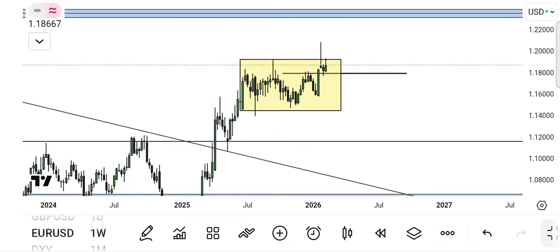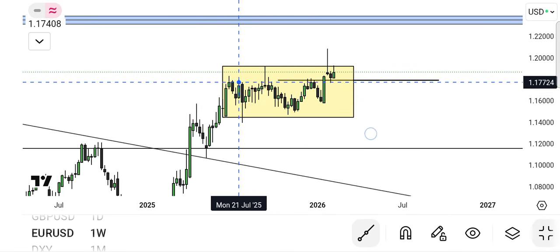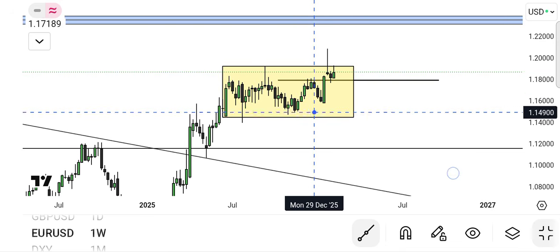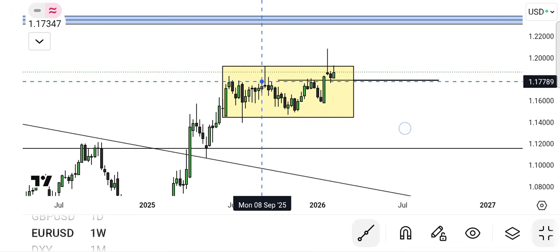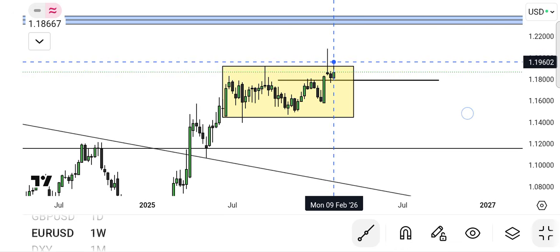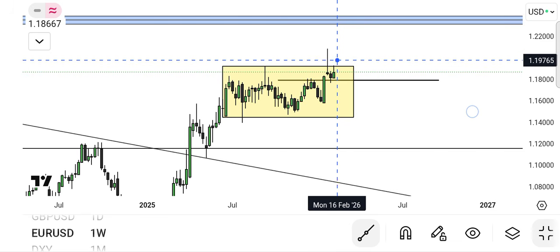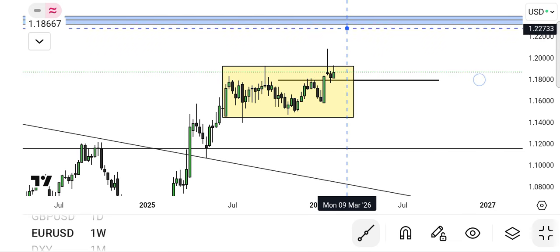Now back to this weekly time frame. What can you see at this point here? You can see the market has been ranging inside this box for long. So we're expecting market to break out of this box to give us a more solid confirmation that market is going to come back to this resistance zone there.